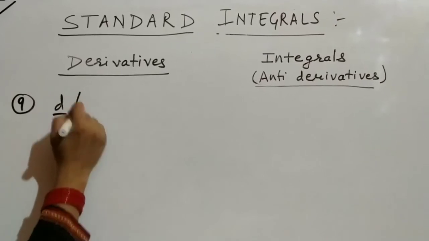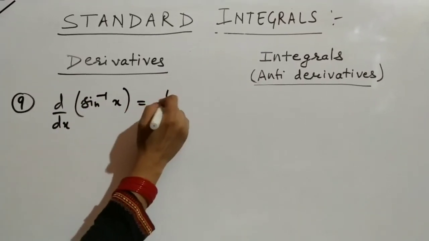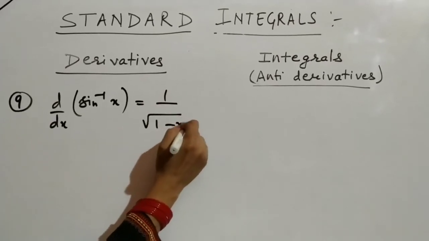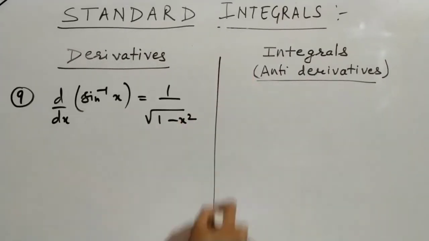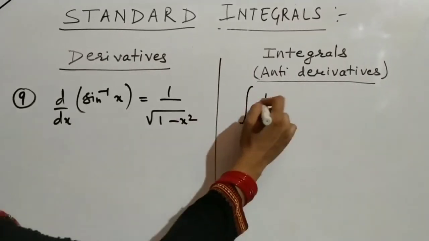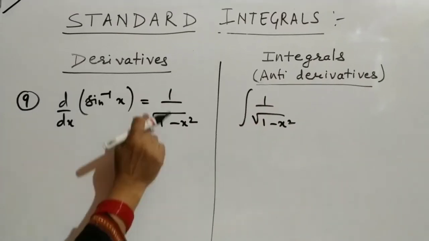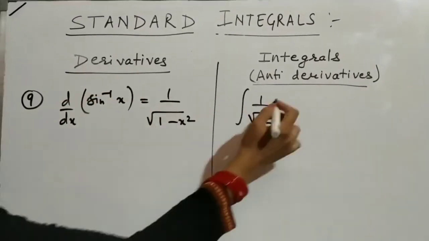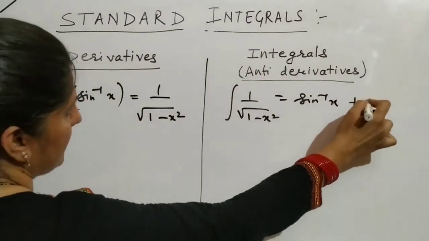Derivative of sin inverse x with respect to x is equal to 1 upon under root 1 minus x square. That implies integral of 1 upon under root 1 minus x square is equal to sin inverse x plus c.